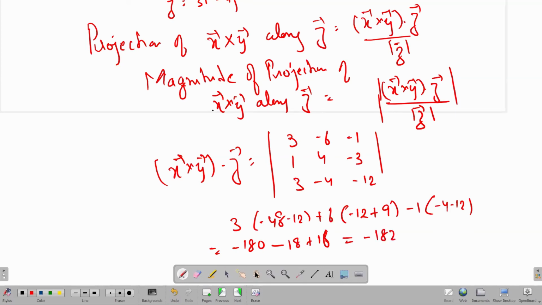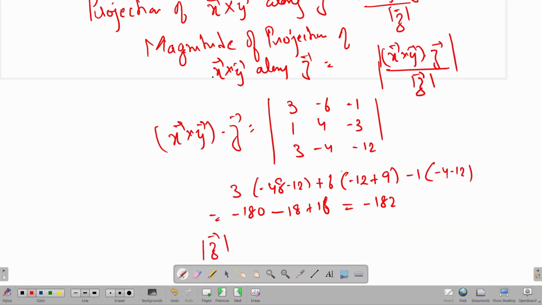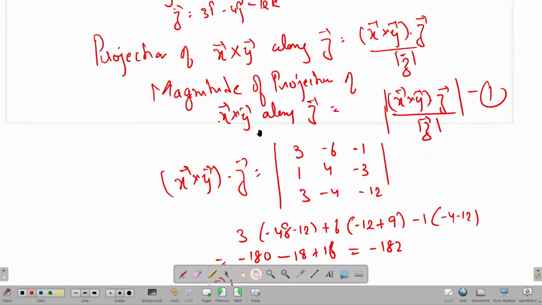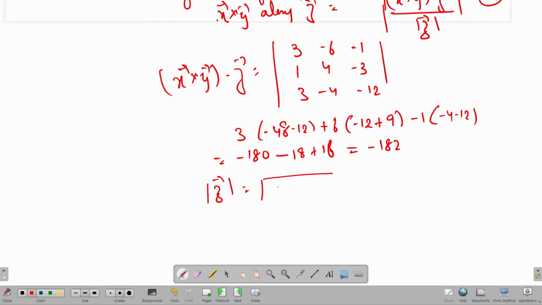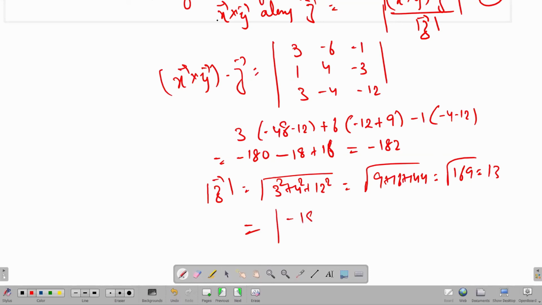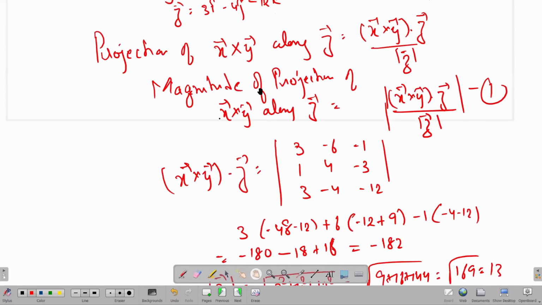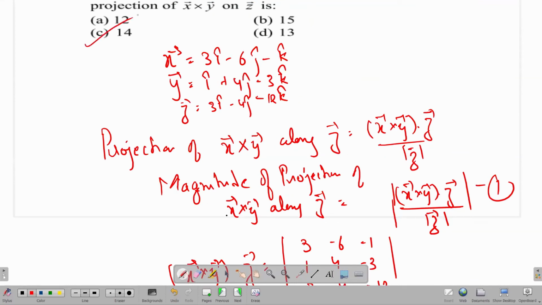And mod Z is here, which I have to use in my equation 1. So Z is given to us, 3i minus 4j minus 12k. So this is root of 3 square plus 4 square plus 12 square, that is 9 plus 16 plus 144, that is root of 169 is equal to 13. I'm just putting all the values in equation 1, and after putting these values in the equation, what I get, minus 1 upon minus 182 upon 13. So that is 14, the correct option. So my right option is here, option C. So this is what the use of projection of A along B is.